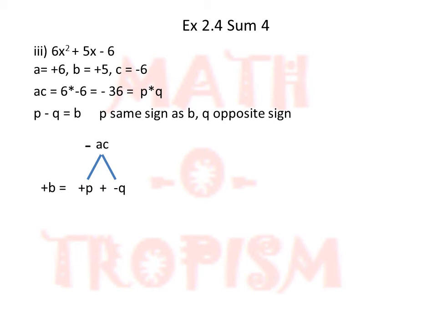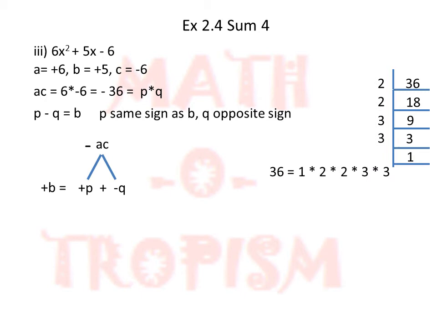So minus 36, when I am factorizing it, it comes to 1 into 2 into 2 into 3 into 3. Now what I am going to do is, I am going to first take two 2's at a time. So 36 when I am writing, take 4 as one factor, the balance remaining is 1 into 3 into 3.